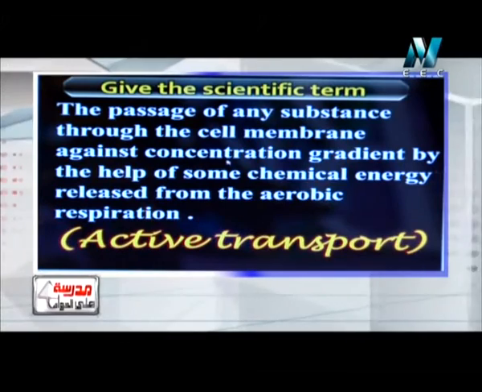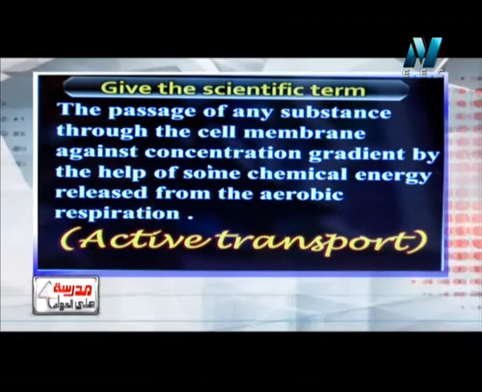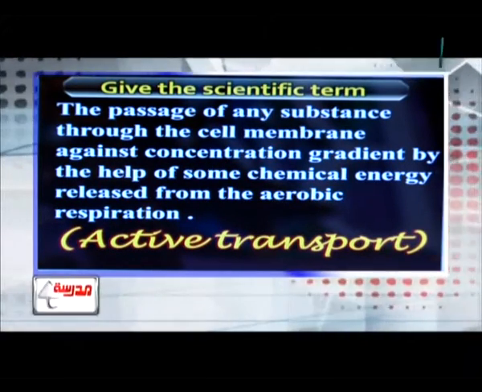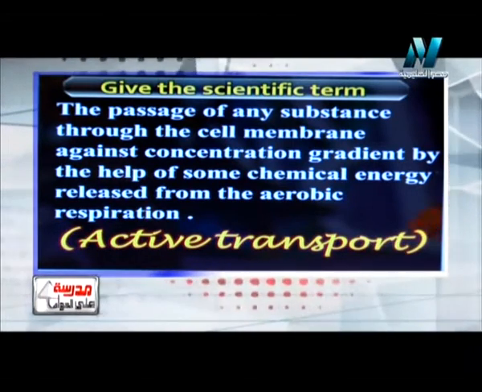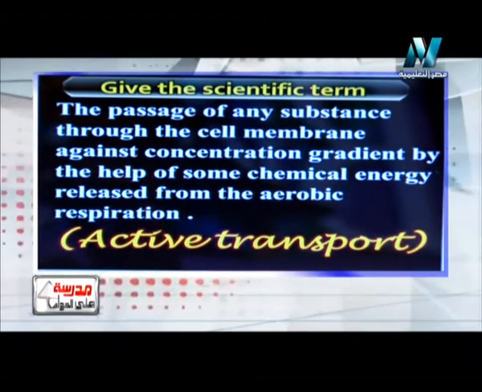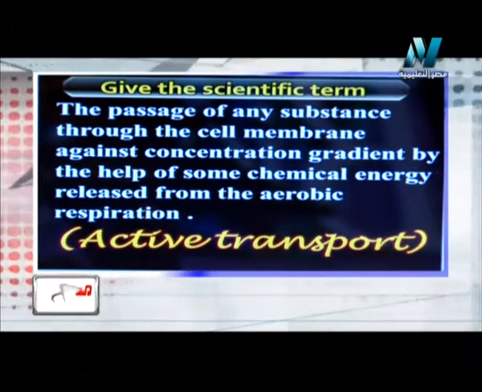Active transport is the passage of any substance through the cell membrane from a low concentrated medium to a high concentrated medium, that means against the concentration gradient, which needs chemical energy produced as a result of aerobic respiration. Aerobic respiration means oxidation of the sugar molecule in the presence of oxygen to release the energy needed for the absorption of ions against the concentration gradient. So the concept is active transport.